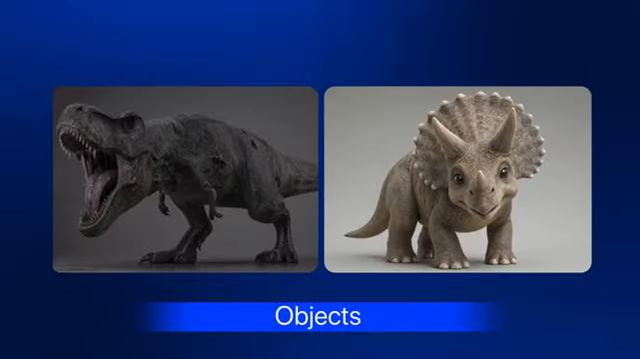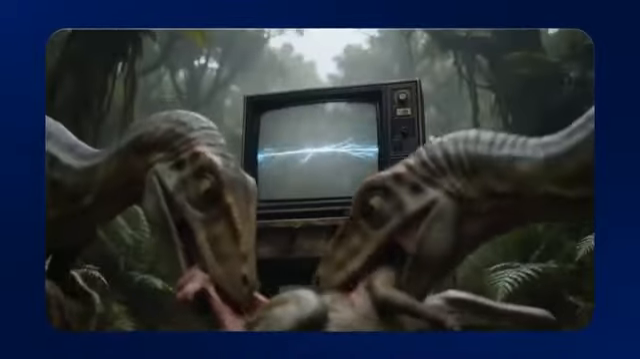Then we have objects, just as important, because if your objects are moving around or they're not the same or they're glitching, morphing, whatever, then your scene will look off again. For example, take a look at this scene.